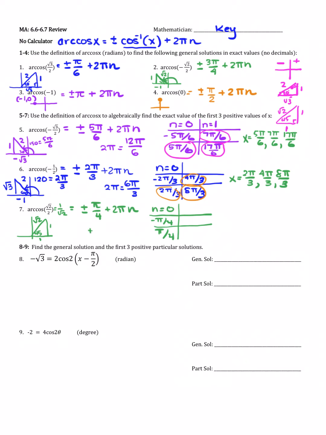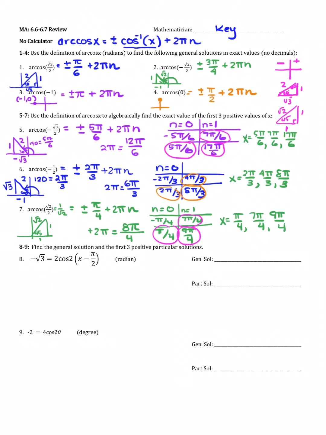I'm going to be adding 2 pi each time, so we need a common denominator with 4. 4 times 2 is 8. So I'm adding 8 pi over 4. So this will become 7 pi over 4 and 9 pi over 4. And those are your first three answers. So we have x equals pi over 4, 7 pi over 4, and 9 pi over 4.